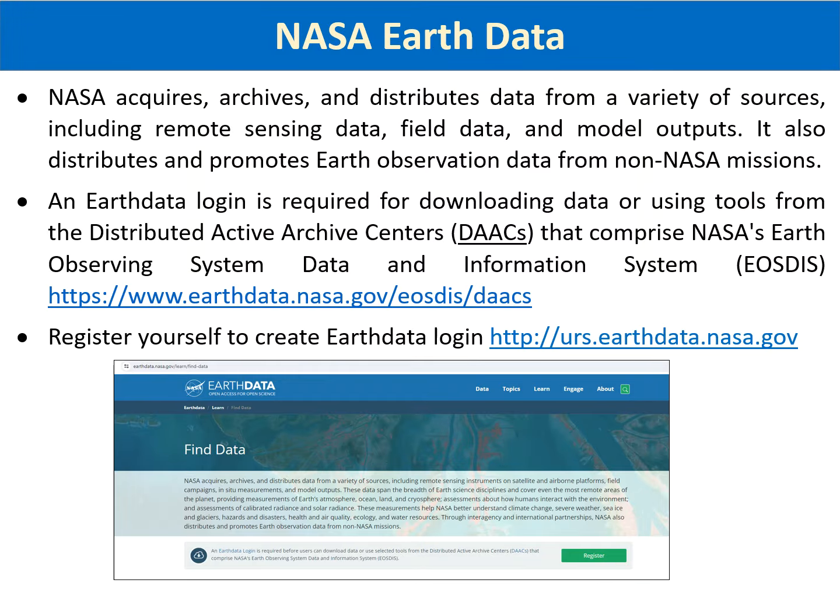Apart from the data sets which are available on USGS Earth Explorer, there is another set of raster data sets which you can download from NASA's Earth Data system. It is a comprehensive system that provides access to a variety of earth science data, not just remote sensing data, but even field data, climatic data, modeled data, atmospheric measured data. NASA acquires, archives, and distributes such data from a variety of sources, and also distributes and promotes Earth observation data acquired from other non-NASA missions.